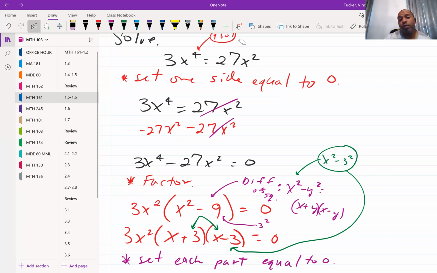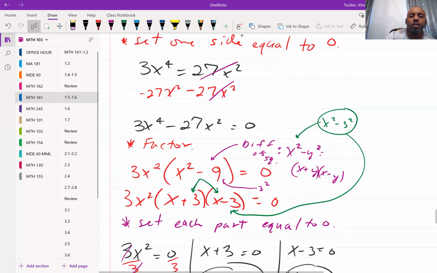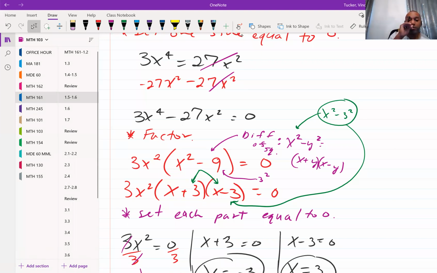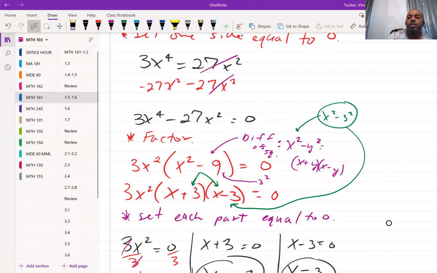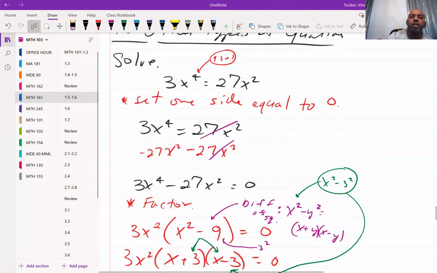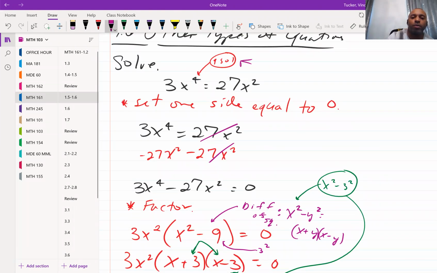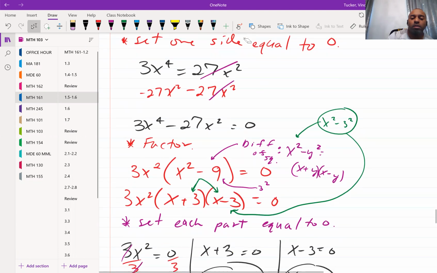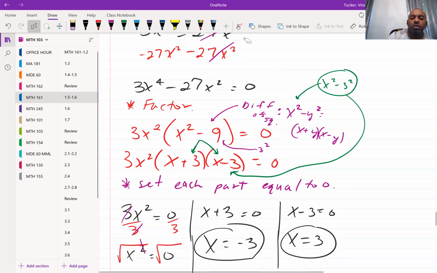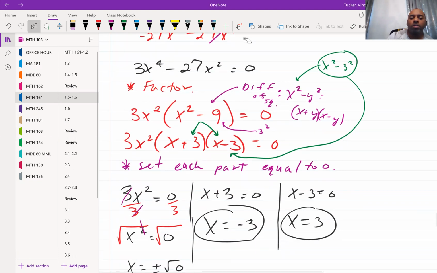And then just like before, once you factor completely, you can set each part equal to 0 and solve for your solutions. I wrote it up here. Because our highest power is 4, we should be looking to get 4 solutions, even if it's a repeated one.